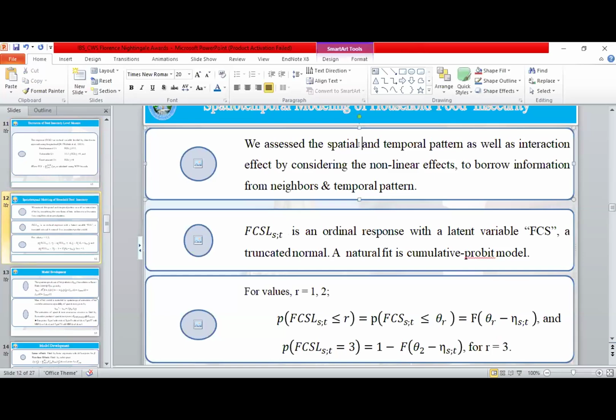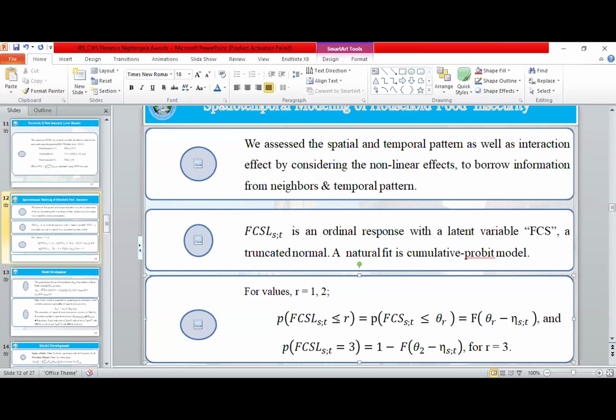When we come to the modeling part, a spatiotemporal model is applied, and here we assess the spatial and temporal pattern as well as the interaction by considering nonlinear and linear effects. We do this to borrow information from neighbors and temporal pattern. As I have stated before, the food consumption score level is ordinal, and we model it using a cumulative probability model, since the latent variable is continuous and it is a truncated normal.